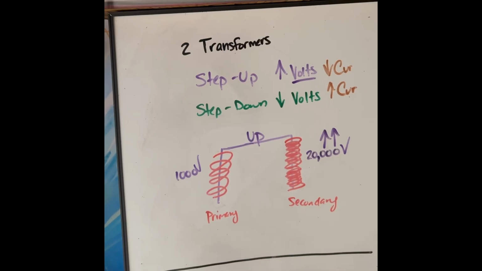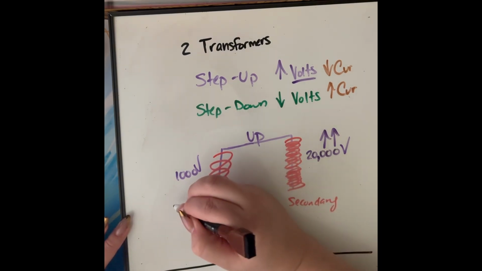Now, the thing with volts and current, if one goes up, the other has to go down. Why is that? Because if we also increased our current, it would probably short circuit the whole system. I'm not actually an electrician, but that's my general assumption. So whenever we see our voltage going up from one side to the other, we should notice that our current would go down.